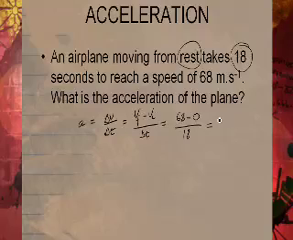Now, what is the answer here? We can quickly find it out. 68 divided by 18 here, and then we find the acceleration to be 3.78 meters per square second. The unit of measurement for acceleration is meters per square second, okay?